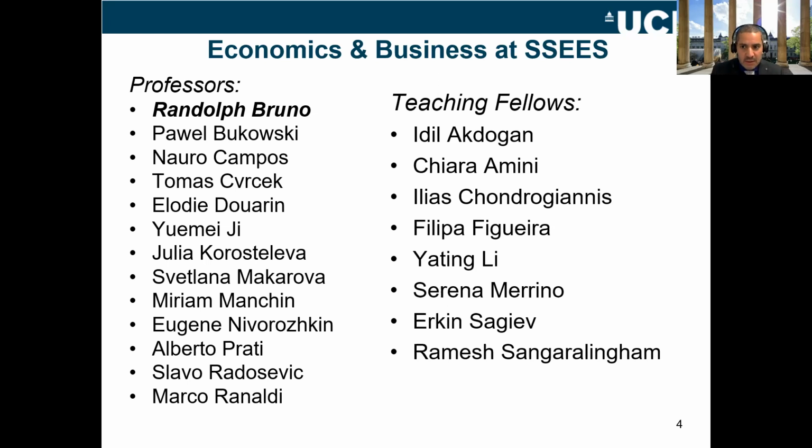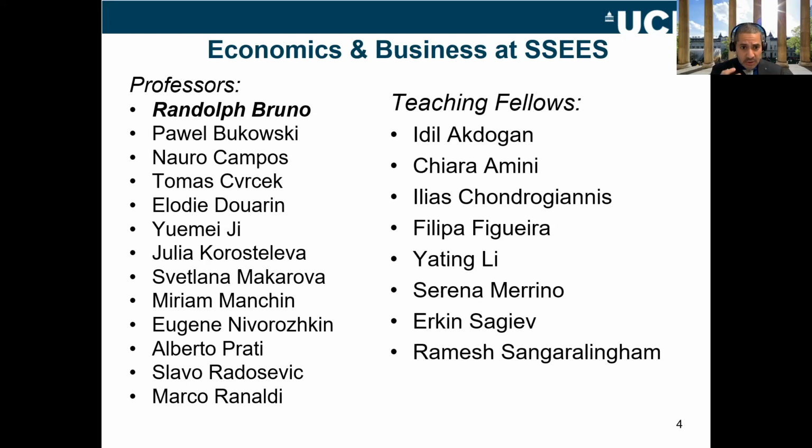We have the professors, the research-active part of the faculty, and then we have the teaching fellows, who are most dedicated to the education part. They are in alphabetical order. I'm just the top one because my surname happens to begin with a B. And I do industrial organization and game theory.